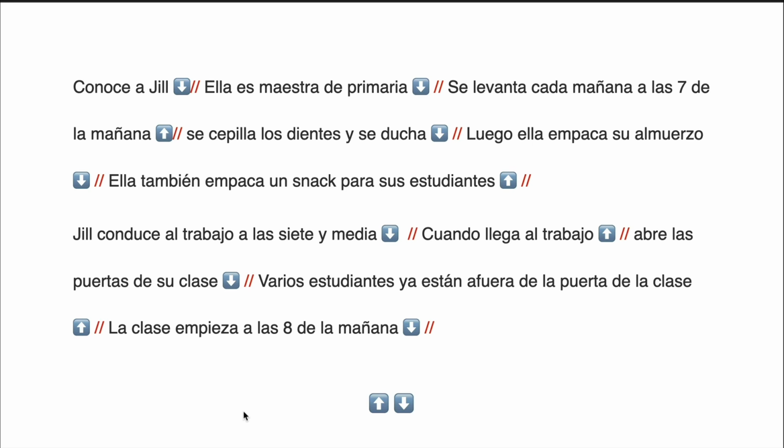So notice how I kind of put it all together. Okay? And then to finish it off, you can read it at regular speed.